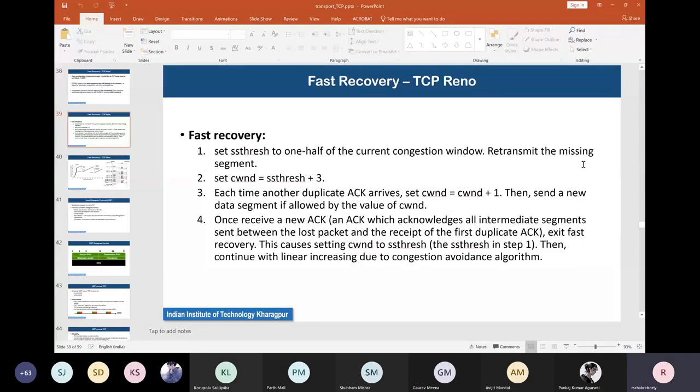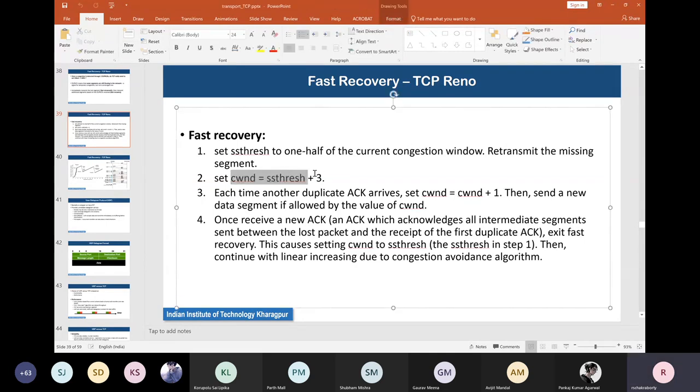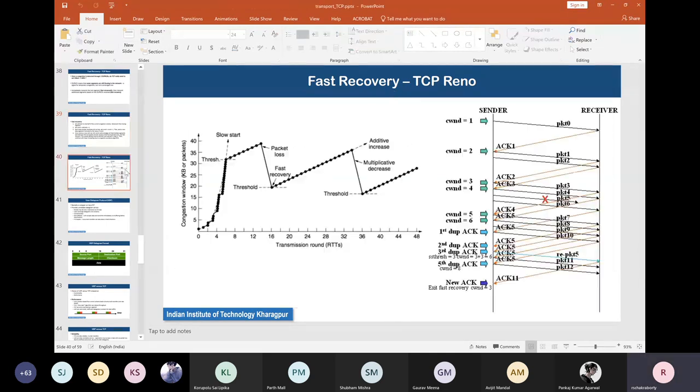TCP Reno follows a different scheme. It sets the slow start threshold to 1/2, retransmits, but then it sets CWND to the slow start threshold plus 3. This is another choice it makes. And the sawtooth looks like this.